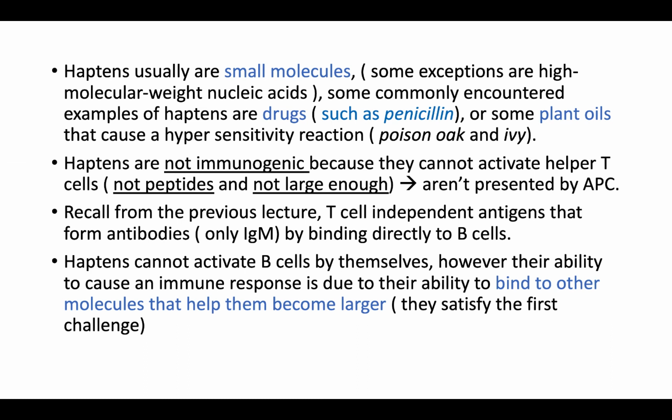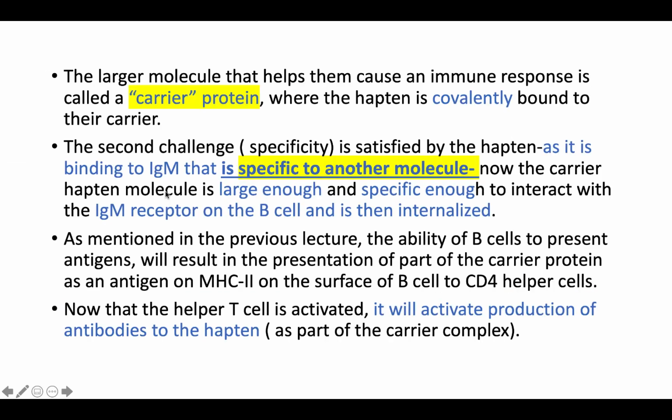So what do haptens do? Haptens bind other molecules. For example, three or four haptens bind one big molecule and become a large molecule. So they covered the first problem, that they are not large enough. Now they are large enough. But the second problem is that if I want to present them to the CD4 T cell to become active, this is not a peptide yet. So what happens is that this large molecule they bind goes and binds a protein. Now it satisfies both requirements: it is large enough because it is bound to a large molecule, and this molecule happens to be a protein.